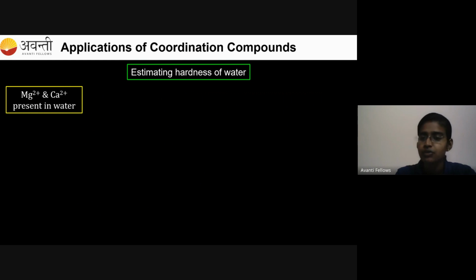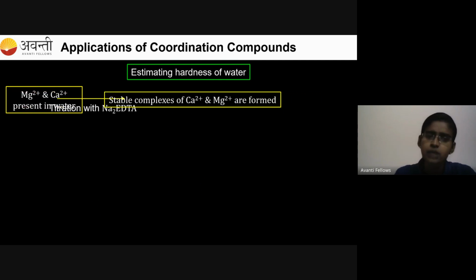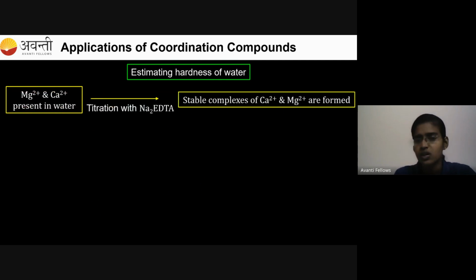Now what we have to do is remove those ions from that water. Then only we can use it for drinking purposes, right? Hard water cannot be used for drinking. So we have to remove the ions present in the water. For this removal of hard ions, coordination complexes are used. First, the magnesium and calcium ions in the hard water are titrated with the sodium EDTA complex, which is the coordination complex.